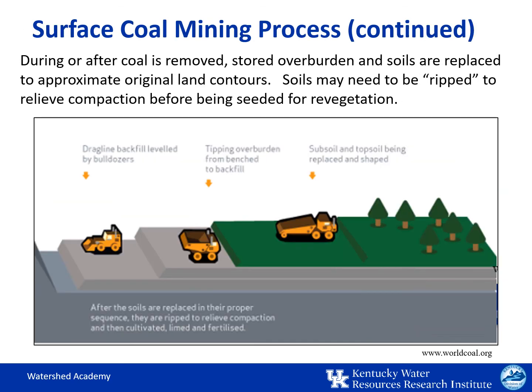As part of the rehabilitation and reclamation process, the stored overburden and soils are replaced to approximate original land contours while mining is ongoing or soon afterward. The soils may then need to be ripped to reduce compaction before planting with grasses, trees, or other vegetation.